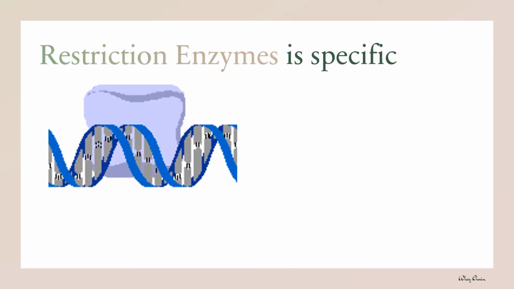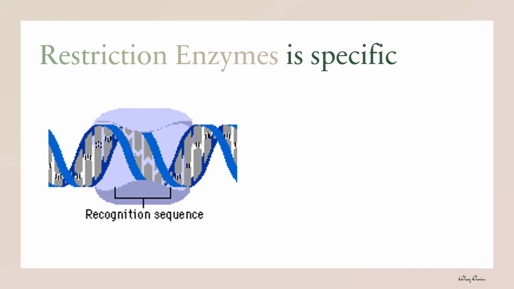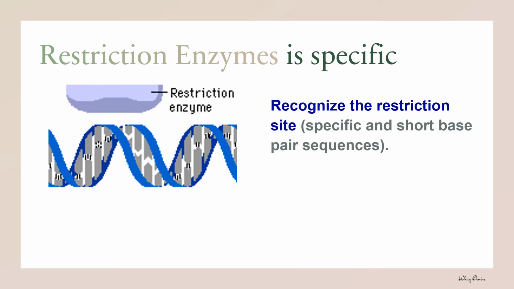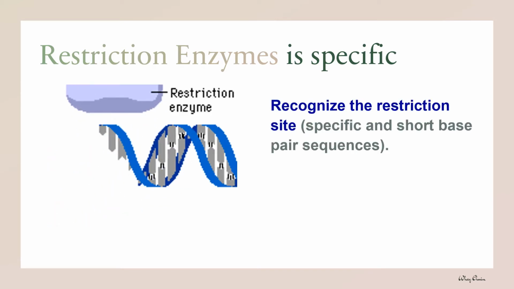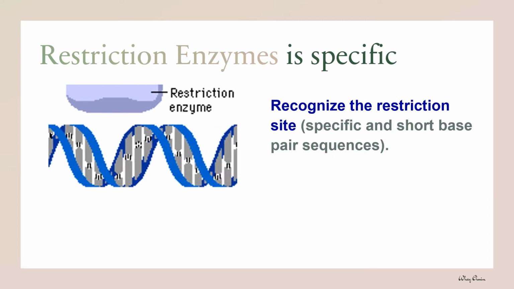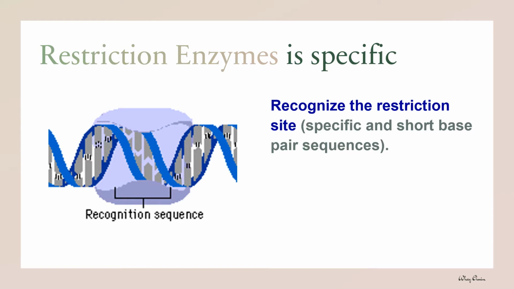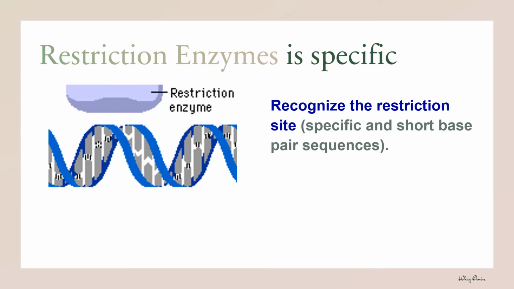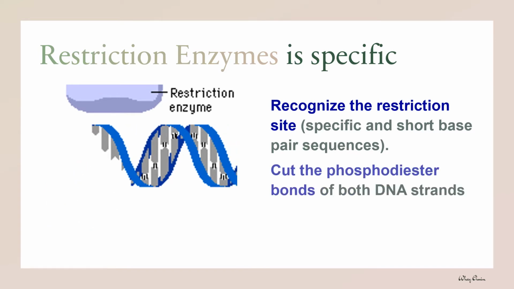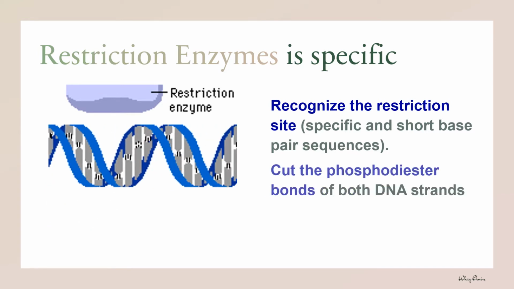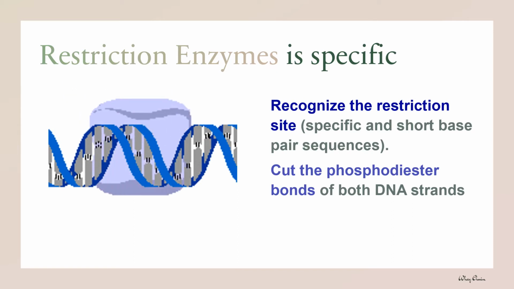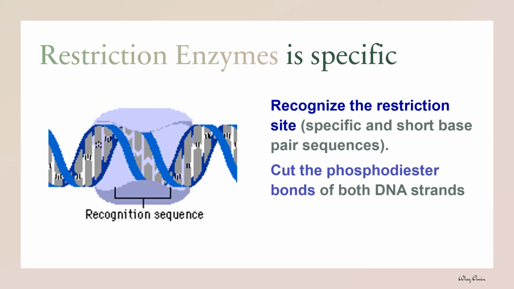The main characteristic of restriction enzymes is that they are specific, because different restriction enzymes are able to recognize different restriction sites. What is meant by restriction site is actually the specific and short base pair sequences found in the DNA. So when a specific restriction enzyme recognizes the restriction site, it will start to cut the phosphodiester bond to open the DNA strands.